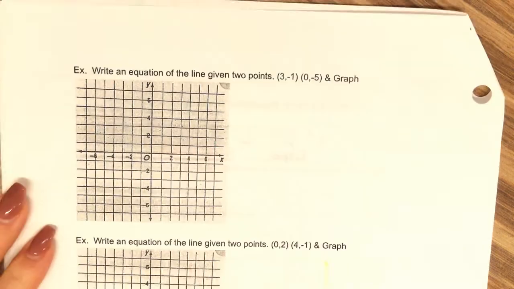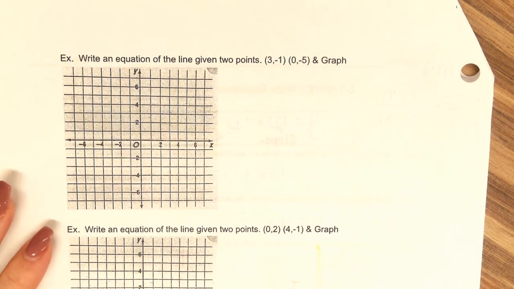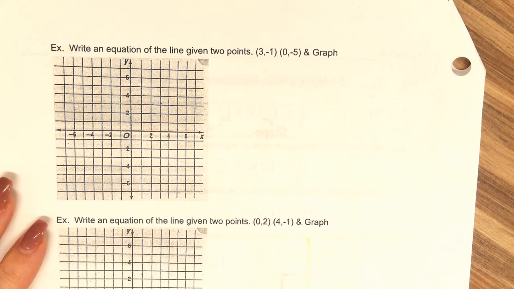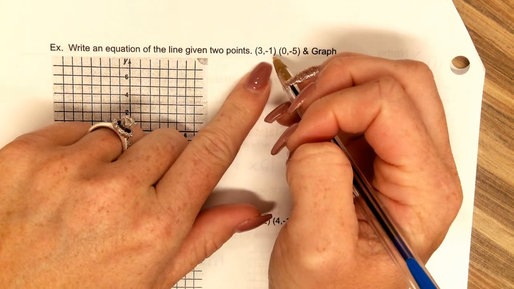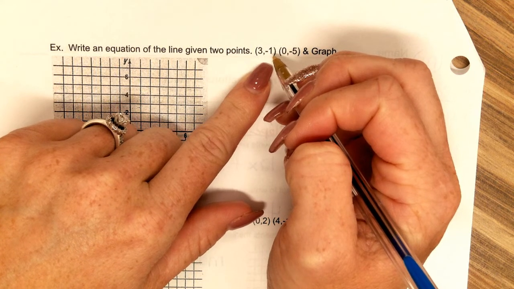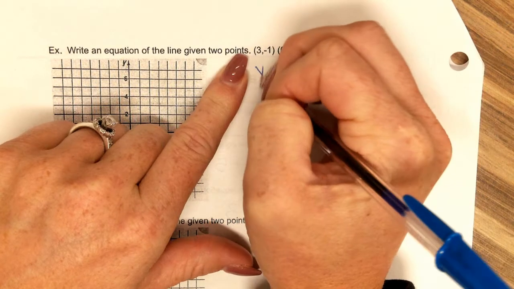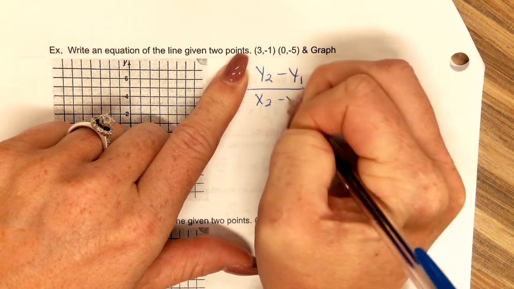So now it's going to want us to graph some. It wants us to write an equation of the line given 2 points. So here we go. If they gave me these 2 points, how would I find the slope? Use the slope formula. So I need to do y2 minus y1 over x2 minus x1.